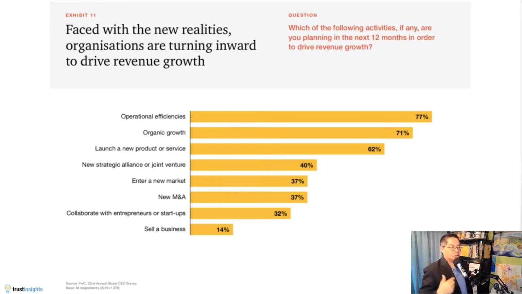Predictive analytics is all about taking the guesswork out of as much as possible so that we can deliver better results, so we can focus our efforts, so we can achieve operational efficiencies, which is code for do more with less. Back to the CEO survey, when they were asked, which of the following activities, if any, are you planning in the next 12 months in order to drive revenue growth? Number 1 was operational efficiencies, which means budget cuts, right? Do more with less.